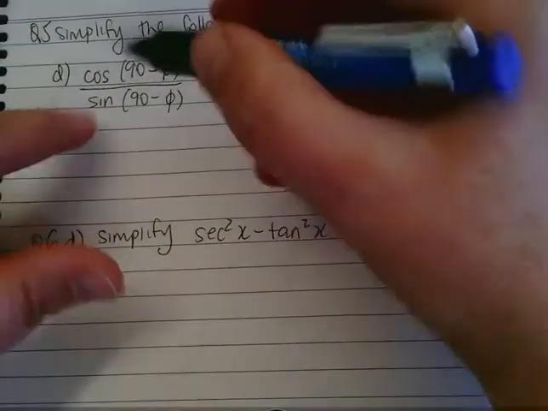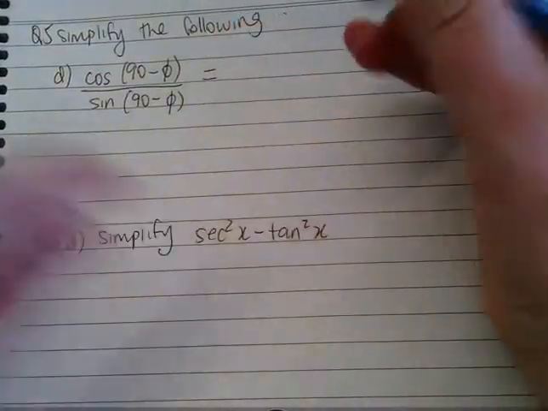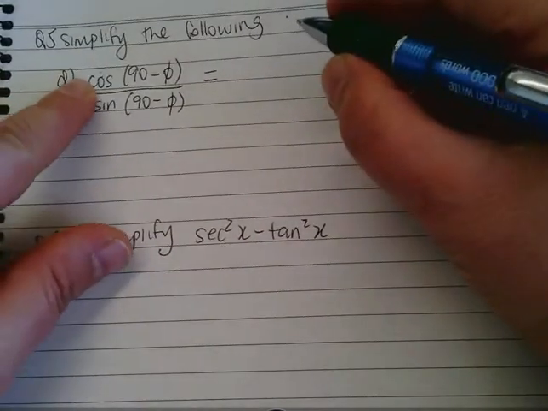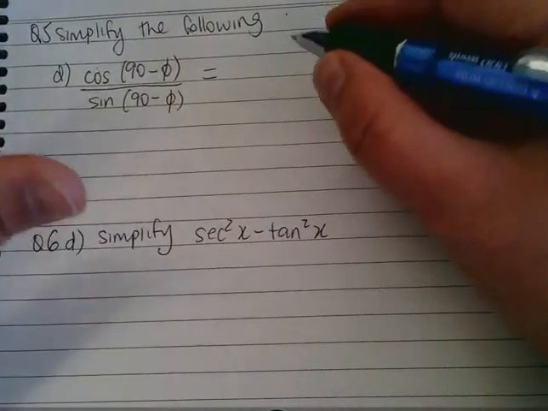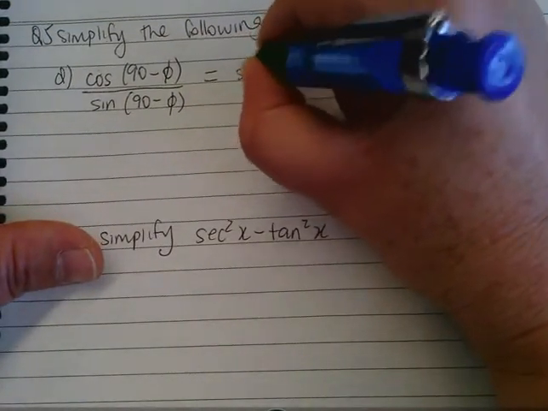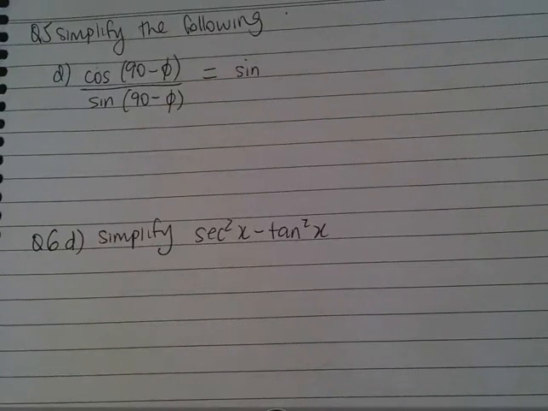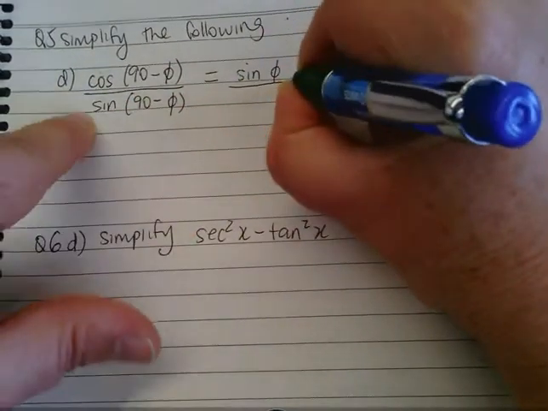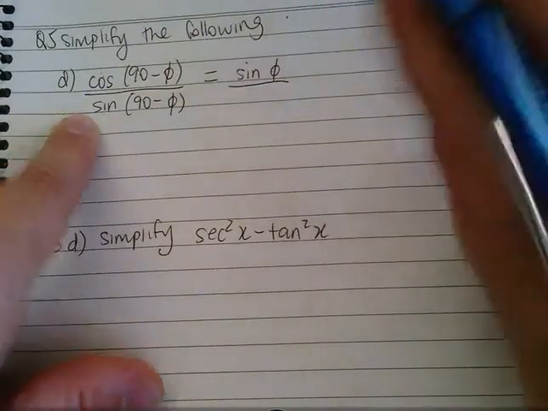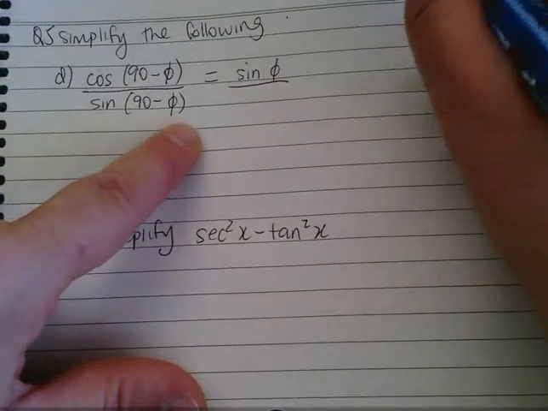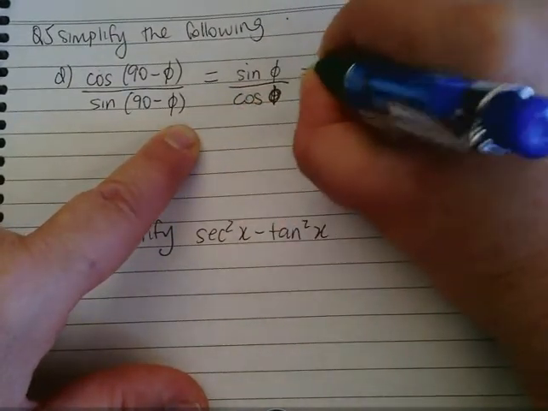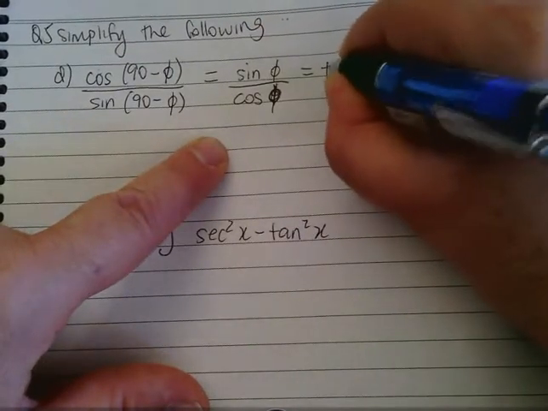Cos of 90 minus phi over sine of 90 minus phi. We can do this 2 different ways. If you want, use the complementary ratios. What's cos of 90 minus theta, for example? Isn't it sine? So the cos of 90 minus phi is sine phi, and the sine of 90 minus phi is cos phi. This is using complementary results. So sine on cos is tan.